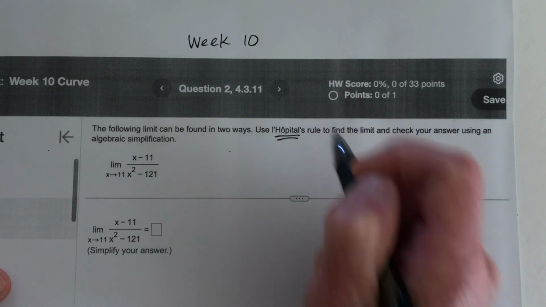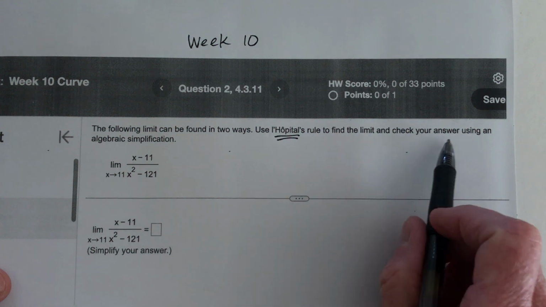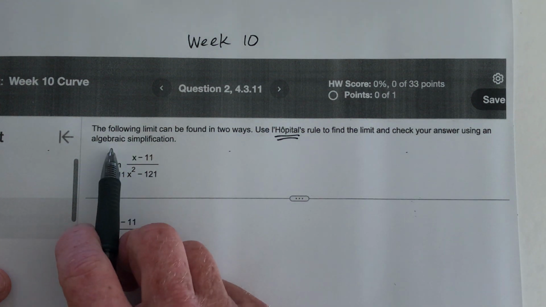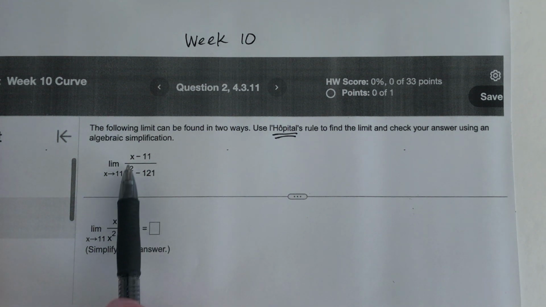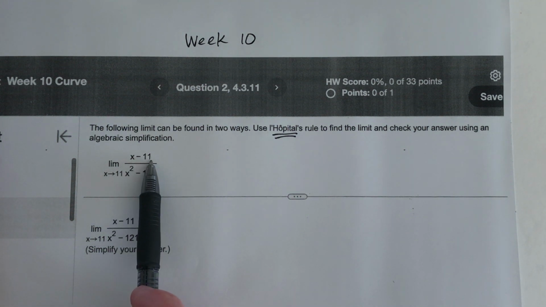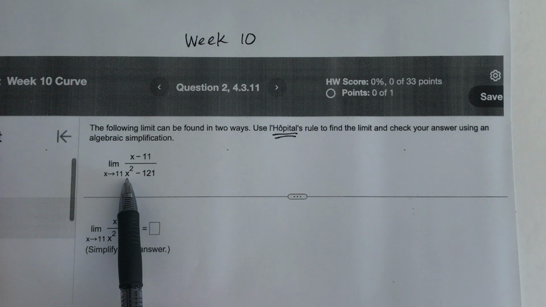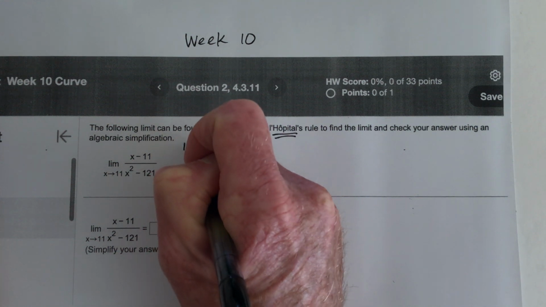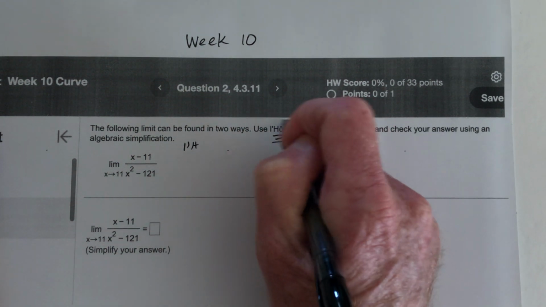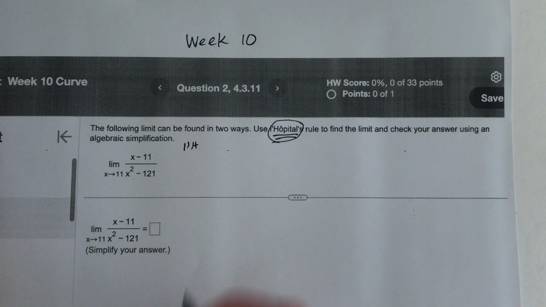Use L'Hopital's rule to find the limit, then check your answer using algebra. Okay, so first of all, this one would be 11 minus 11, so that's 0 on top. 11 squared minus 121 is also 0 on the bottom, so I can use L'Hopital's rule, which is good because that's what the directions say to do.